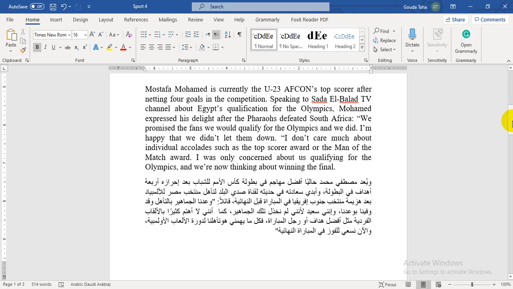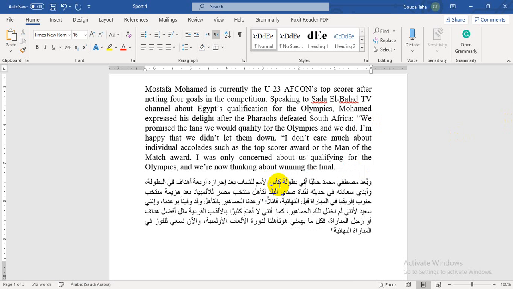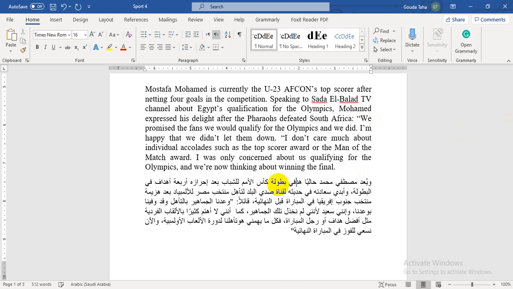So the last part, this one: Mustafa Mohammed is currently the U23 African top scorer. Top scorer هو الهداف. أكتر واحد جاب هدف فهداف، هداف البطولة top scorer. هداف هي صيغة مبالغة. After netting, as we said, بعد إحرازه وليس الشبكة. Again, netting 4 goals in the competition.